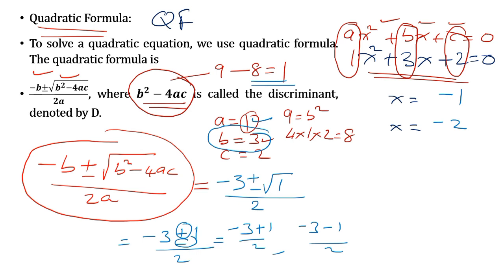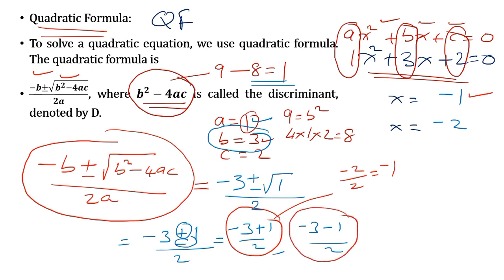Understood how I did it? Here when I solve this, minus 3 plus 1 will be minus 2 divided by 2, which is equal to minus 1. That is my first value. When I solve this, minus 3 and minus 1 will give you minus 4. Minus 4 divided by 2, I will get minus 2. That is my second value. So I got two values for the value of x in a quadratic equation. It can be minus 1 and minus 2. You put the value of x equal to minus 1 here, or you put the value of x equal to minus 2 here, the equation will get satisfied.